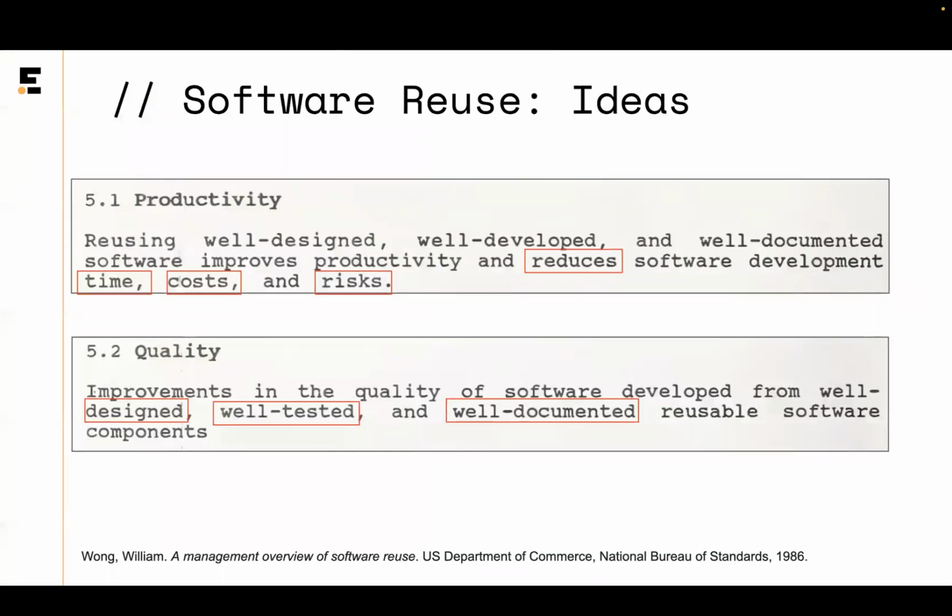Some of the ideas of what software reuse should be are that it should improve productivity and improve the quality of what we are reusing. Here it defines that we should be reusing well-designed, well-developed, and well-documented software, which improves productivity and reduces software development time, costs, and risk, right? And that improves the quality of software developed from well-designed, well-tested, and well-documented reusable software components. I'll mark these special keywords because those are the ones that we are generally trying to improve on.